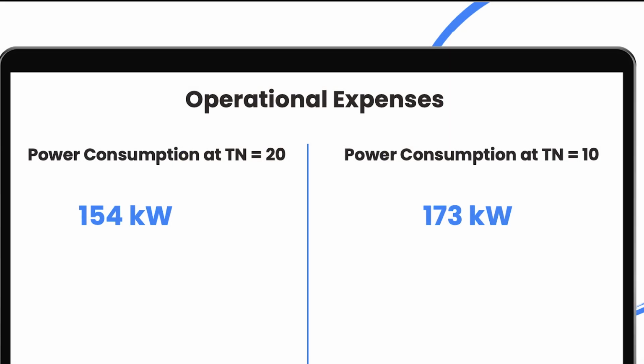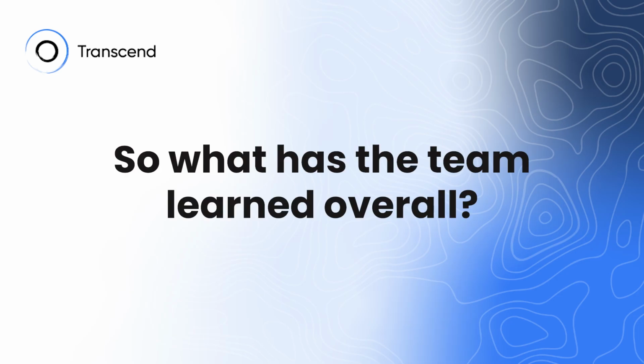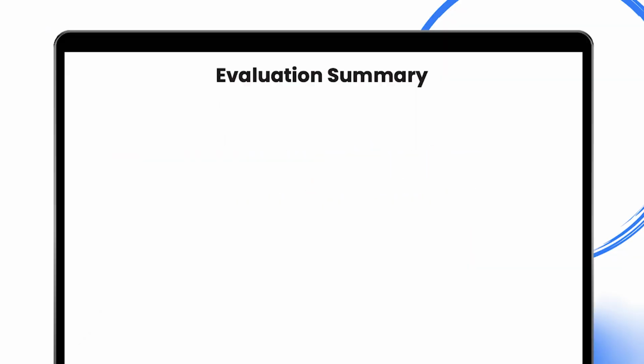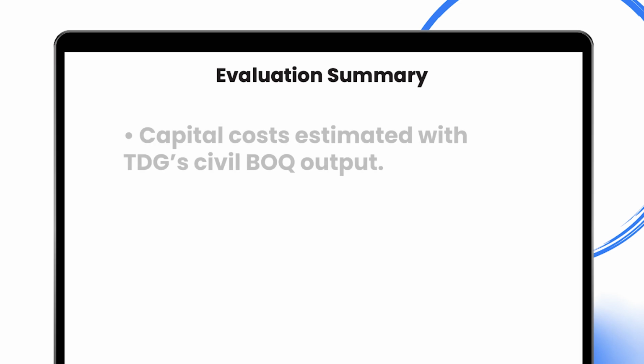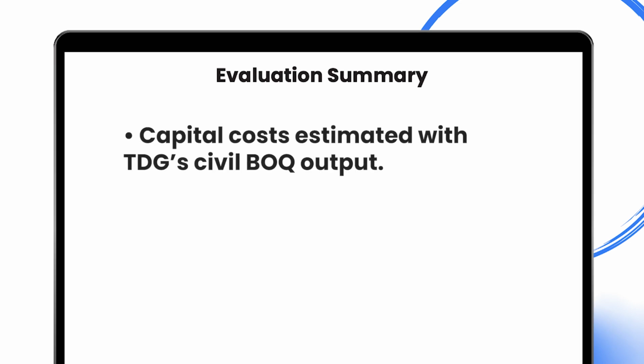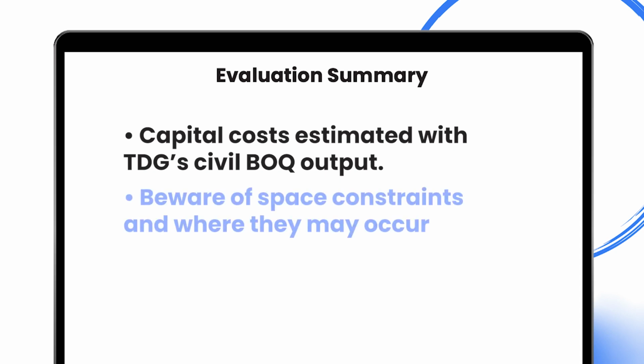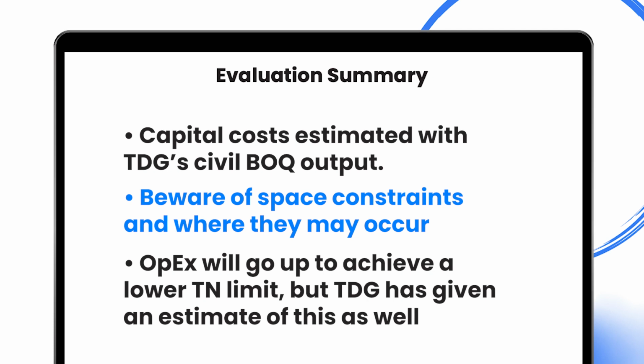The team also looks at the rest of the design data TDG generates and notices that there is an increase in power consumption to reduce the TN limit as well. So what has the team learned overall? They now know that if they are forced to lower the TN limit of their site, it will likely have upfront cost to expand the reactor volume and may even cause space constraints to occur. They also know that operational costs are likely to increase as power consumption goes up to operate those larger assets.